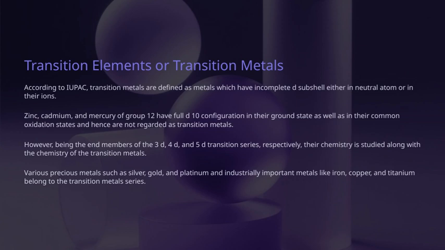According to IUPAC, the key defining feature of transition metals is that they have an incomplete d subshell either in their neutral form or in their ions. This incomplete d subshell is what gives these metals their unique chemical properties. So, in summary, transition elements or transition metals are characterized by this incomplete d-electron configuration, which plays a crucial role in their chemistry and reactivity. This concept ties back to our overall theme of understanding the diverse properties of different metal series.